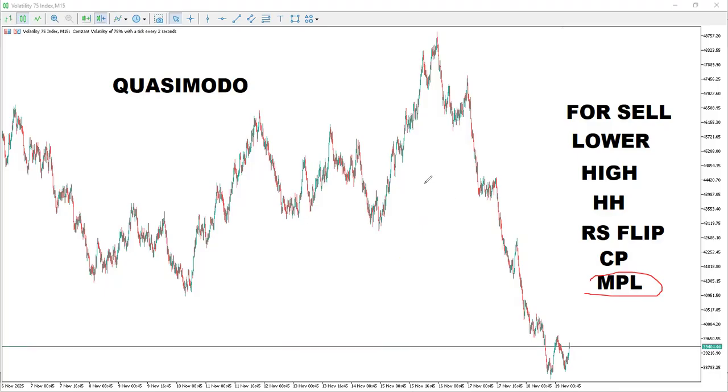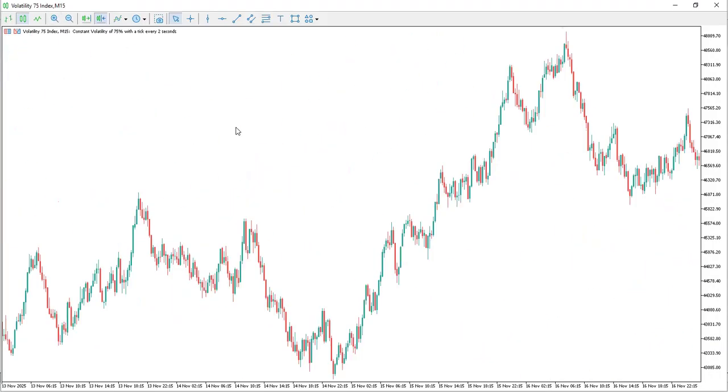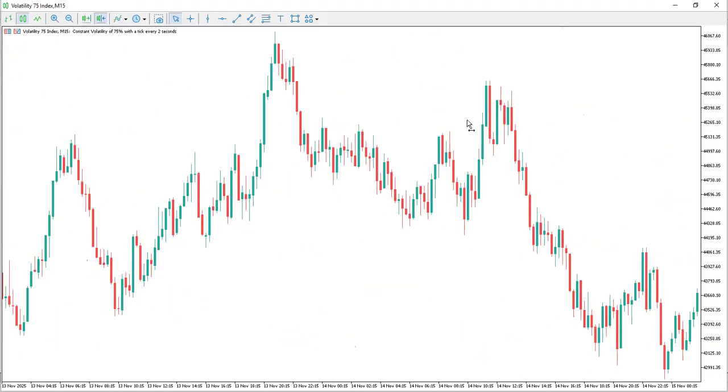So guys, let's check this V75 and how they use the Quasimodo to trend this market to the downside. The market has been selling for like 2 days now, 3 days. So I saw it and said, okay, let me do the video so that you guys can learn and know how to trade Quasimodo for yourself. So now, as you can see, this is the V75 index on the reef market.